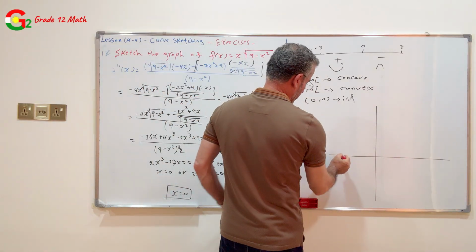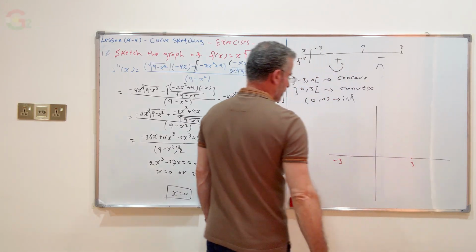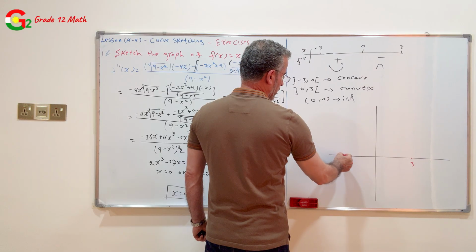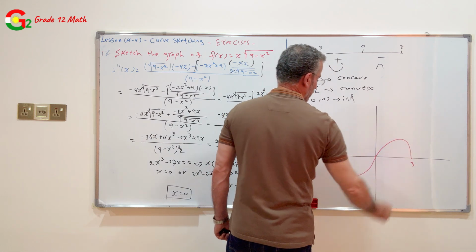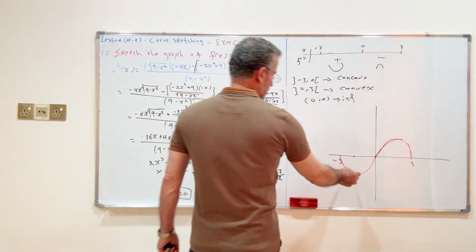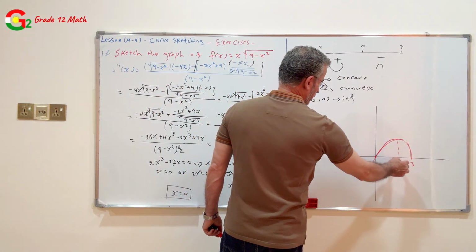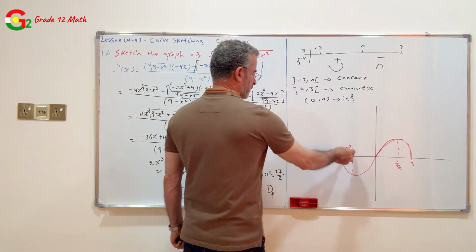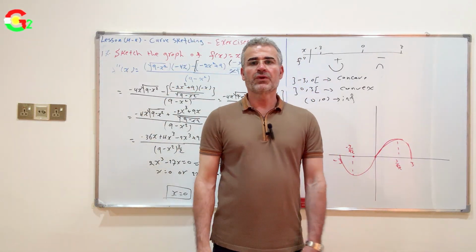The graph will be from negative 3 to 3, which is the domain of this function. The function is concave between negative 3 and 0, convex between 0 and 3. This is the graph, and (0, 0) is an inflection point for this function. The function is increasing from negative 3 over square root 2 to 3 over square root 2, decreasing from negative 3 to negative 3 over square root 2, and from 3 over square root 2 to 3.